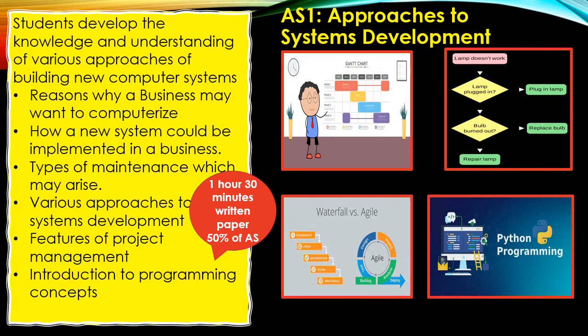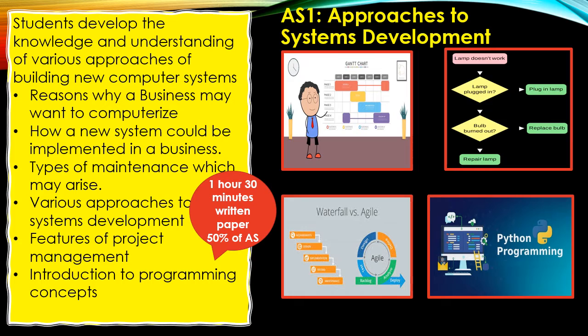In AS Digital Technology, we have two modules that we need to cover. The first of these modules is called Approaches to System Development, and it's tested by a written paper at the end of 6th year, which is 1 hour 30 minutes long, and it's worth 50% of the AS. In this, the students develop the knowledge and understanding of various approaches of building new computer systems.